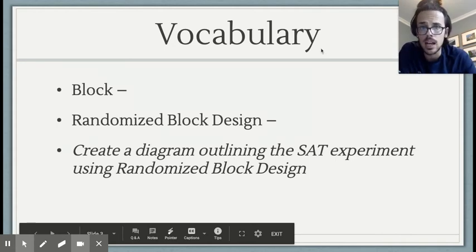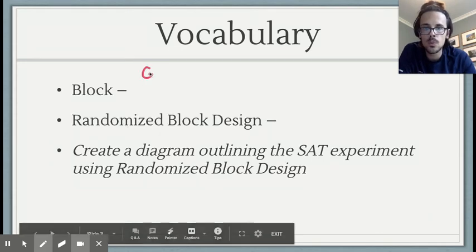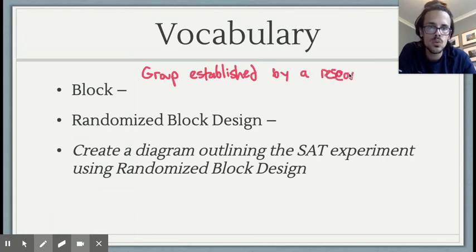So a block, as a general vocab term right here, a block is a group established by a researcher with a common characteristic.